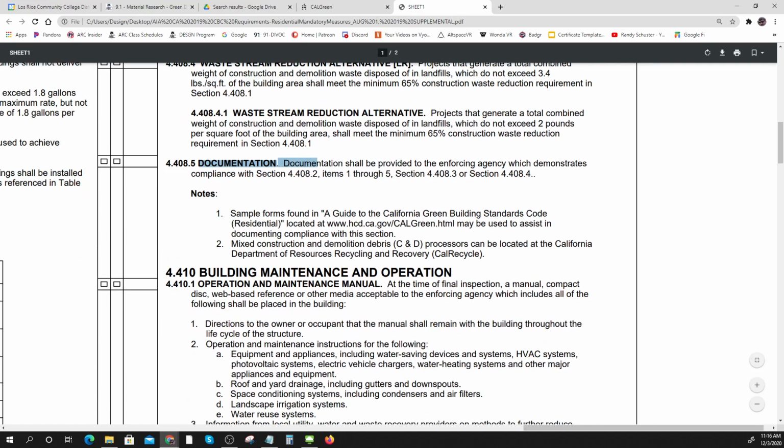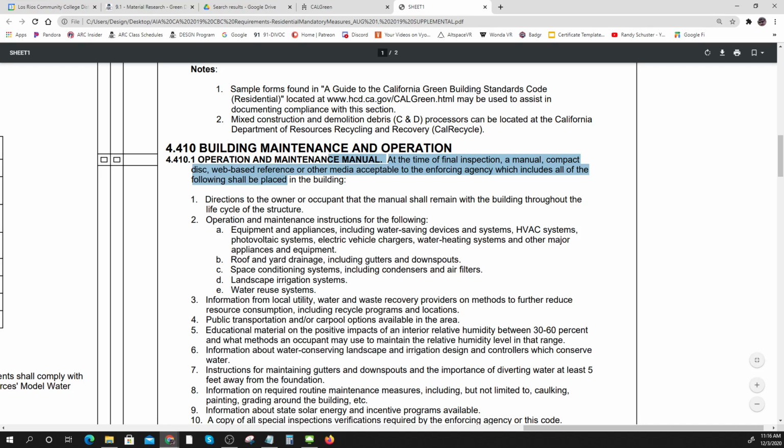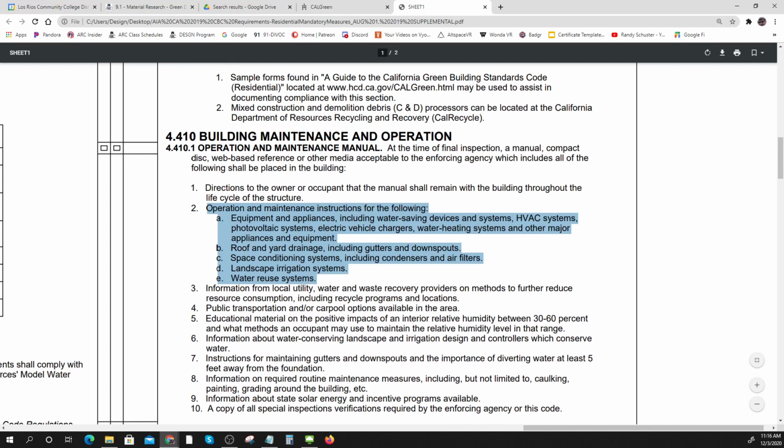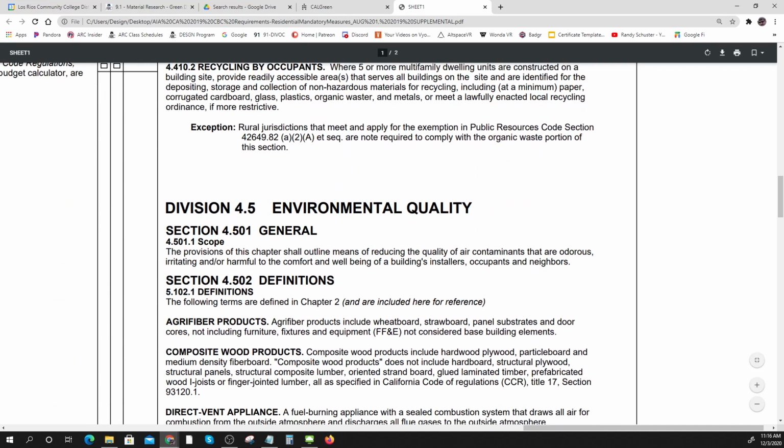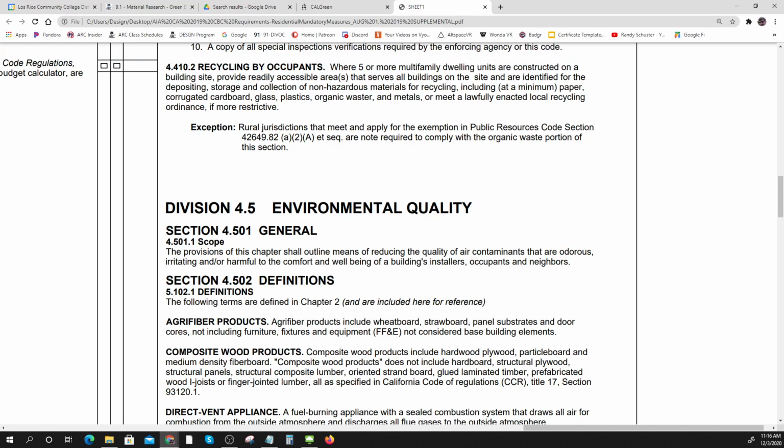documentation, building maintenance and operation, web-based reference materials, a manual, compact disc, reference materials. You have to have all of this stuff. You have to have instructions about how the user is supposed to do this stuff and use this stuff. This is all now part of a code, and it is enforceable. So Cal Green is different than LEED.